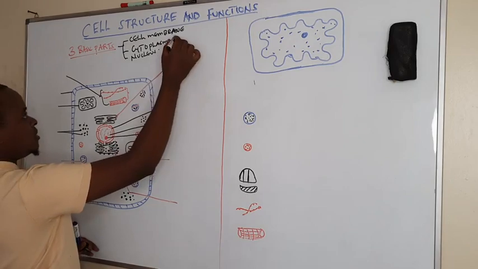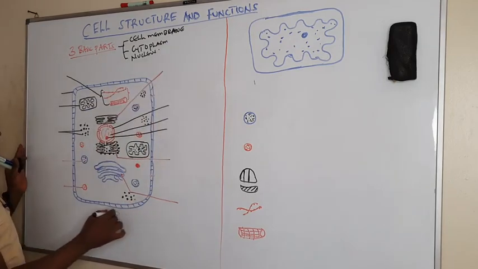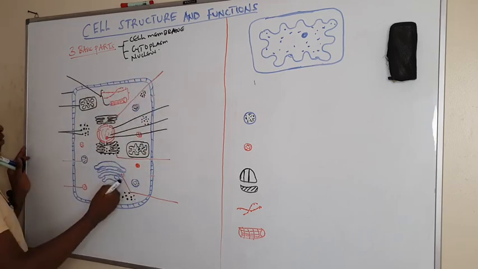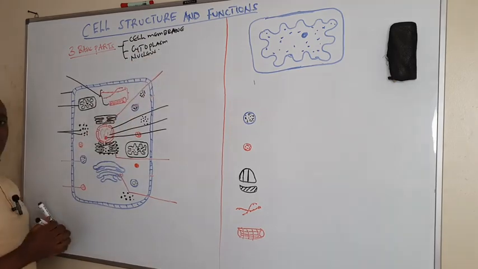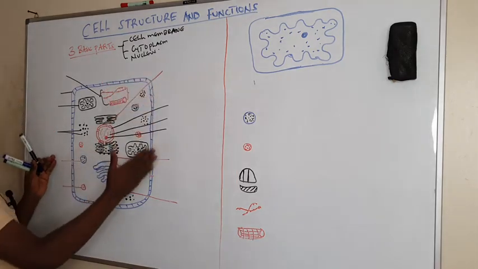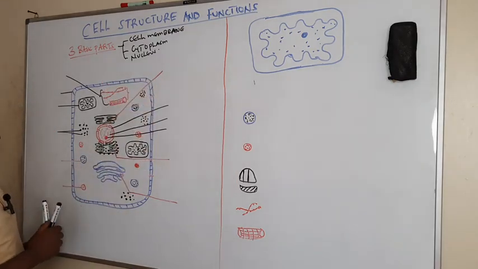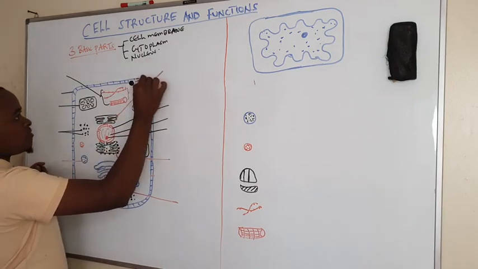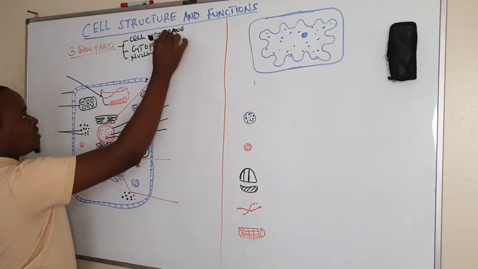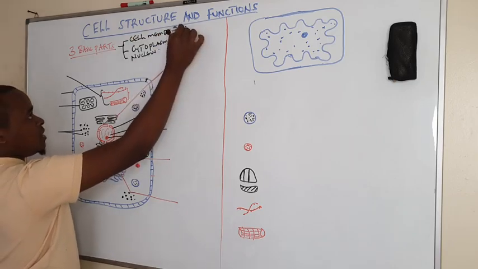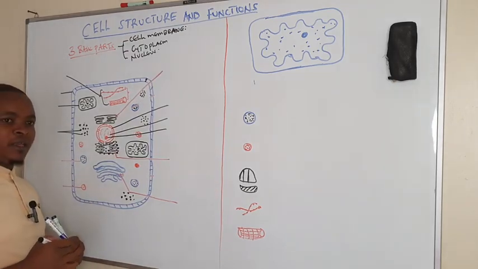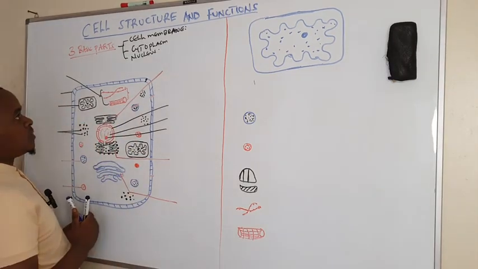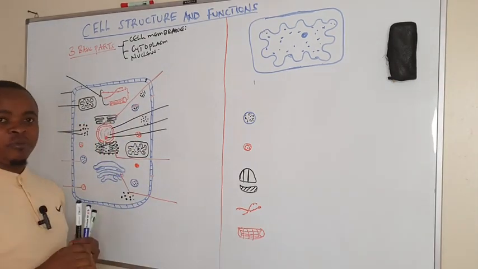The cell membrane is the one that gives shape to the eukaryotic cell. It separates the internal structures of the cell from the external environment. It is selectively permeable, as we shall see its structure in another video. The cell membrane is made up of a phospholipid bilayer, only allowing lipid-soluble components to cross. And then it is also made up of proteins.